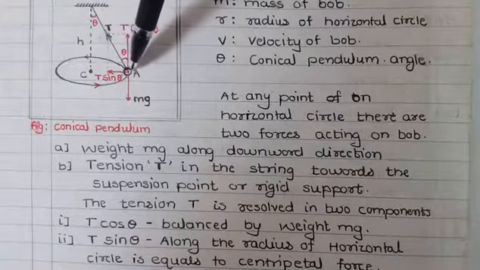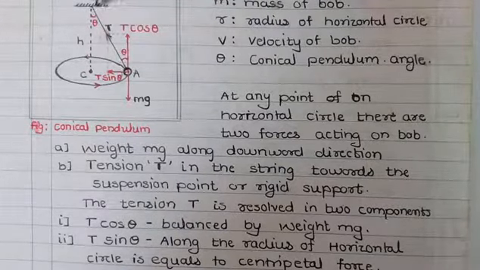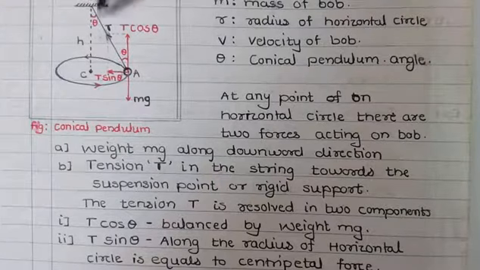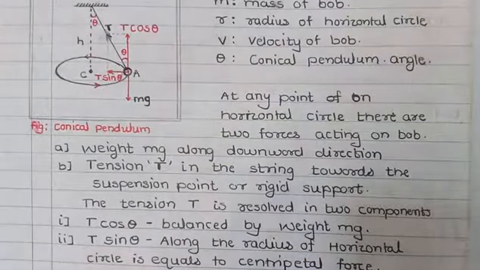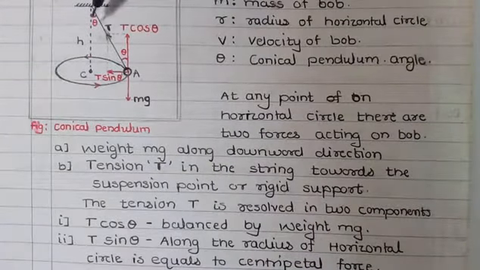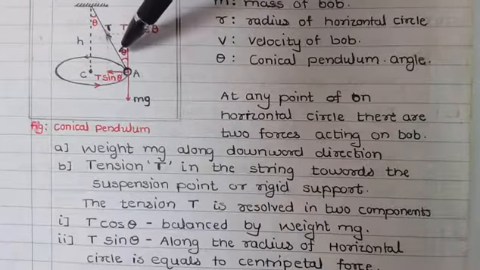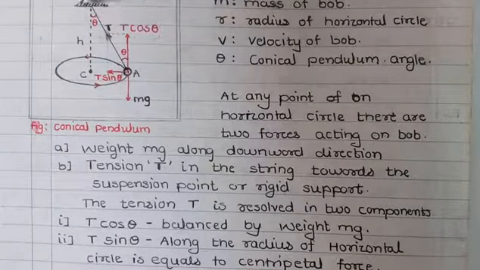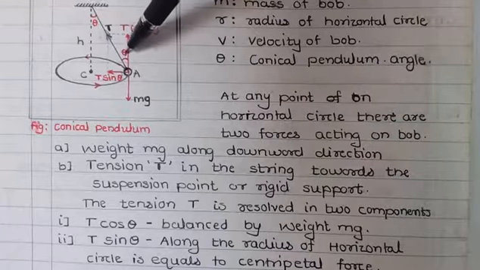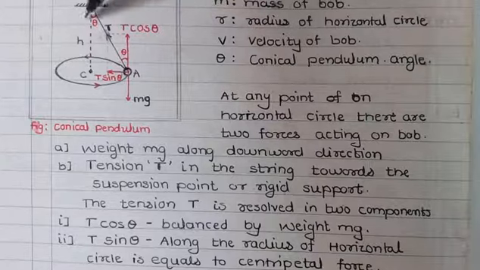means this tension starting from center of the bob and towards the suspension point along the string. But from the diagram we observe that the tension and the line of weight make some inclination with each other. Means this is a line of weight, this is a tension, make some inclination with each other with angle theta. This theta and this theta both are same.